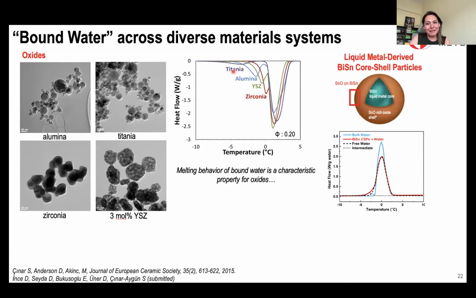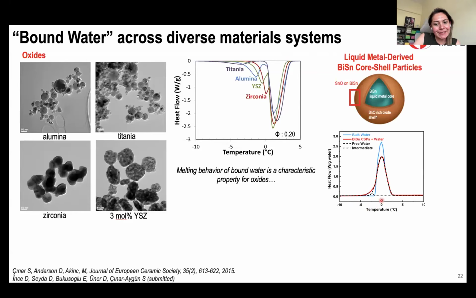I also mentioned that we are working with liquid metal derived bismuth tin particles. Those particles are metal at the core, but they form a very thin, few-nanometer-thick protective oxide layer around them. And if you have bismuth tin as a core, that oxide layer is tin monoxide.